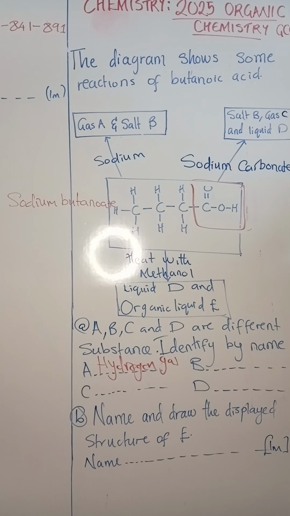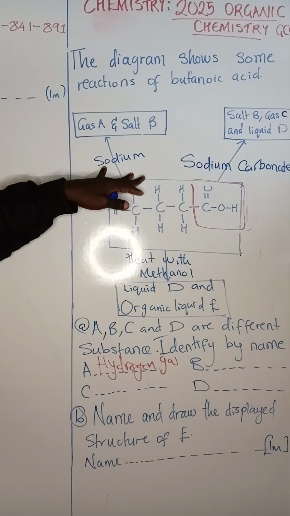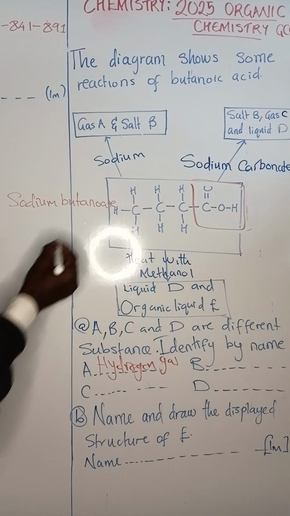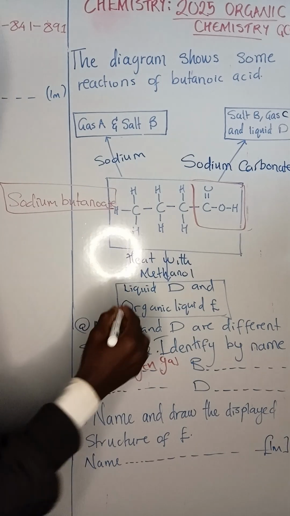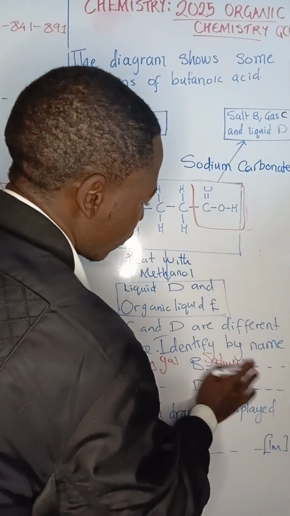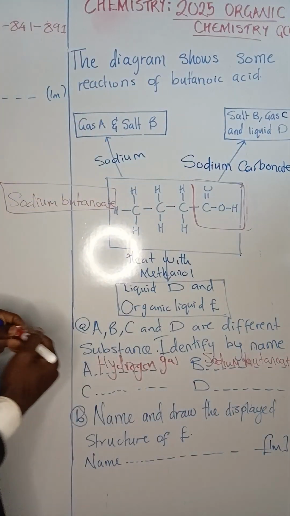For instance, if this was methanoic acid reacting with sodium, the salt produced can be what? Sodium methanoate. So this methanoate is the name of a salt. Okay, so here we have sodium butanoate.